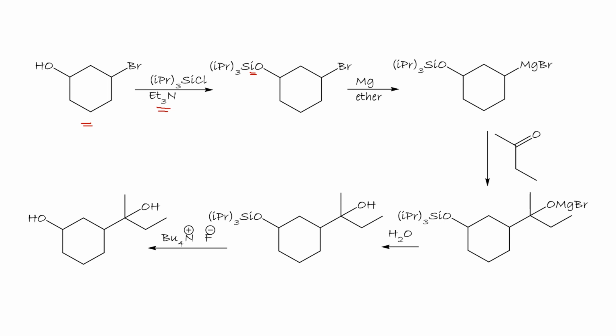Okay. Then we react that with magnesium in ether. We form the alkyl magnesium bromide. We react this with ethyl methyl ketone, or 2-butanone. We form this salt. Treat that with water. The O-magnesium bromide will become OH. Then react this alcohol with tetrabutylammonium fluoride. We deprotect the OH once again, and we have a free OH.